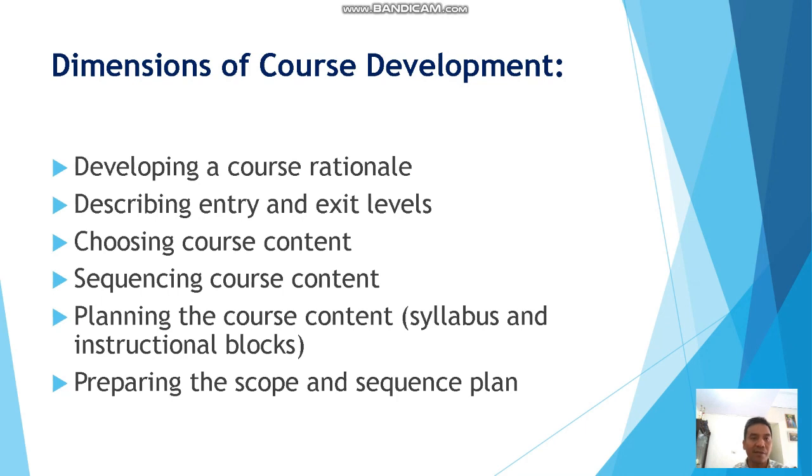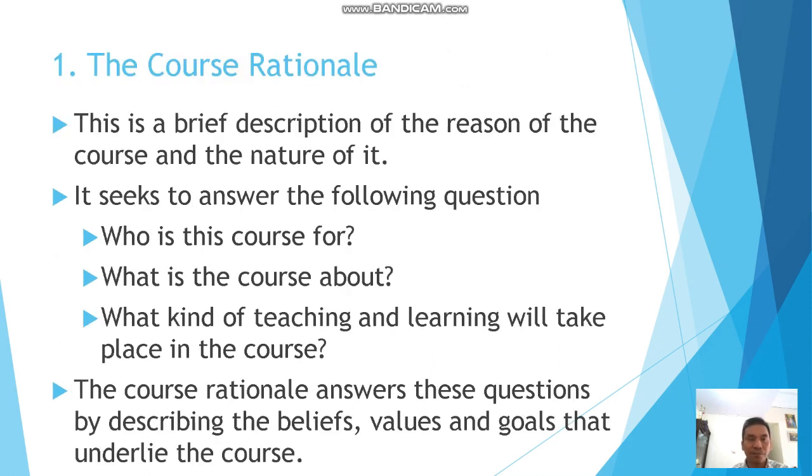The dimensions of course development. They consist of developing a course rationale, describing entry and exit levels, choosing course content, sequencing course content, planning the course content, syllabus and instructional blocks, and preparing the scope and sequence plan.